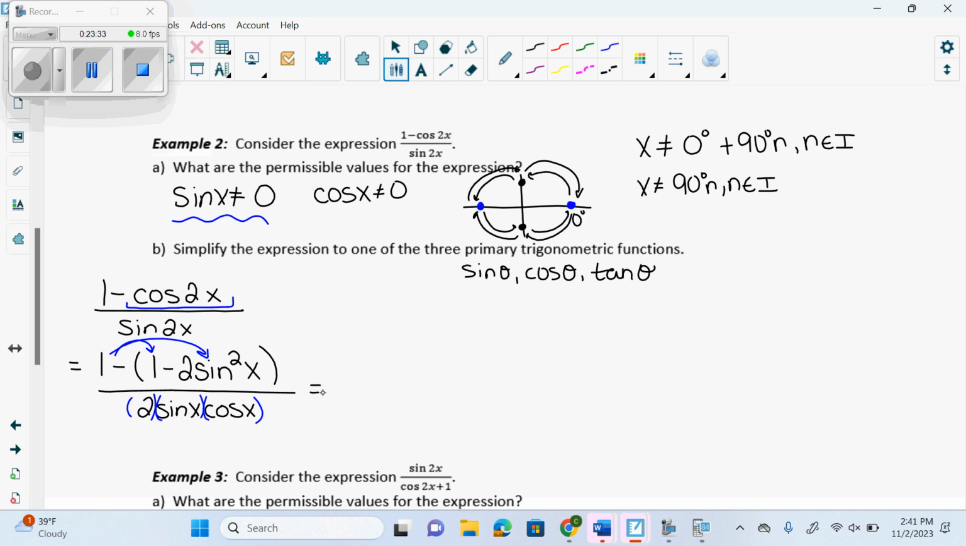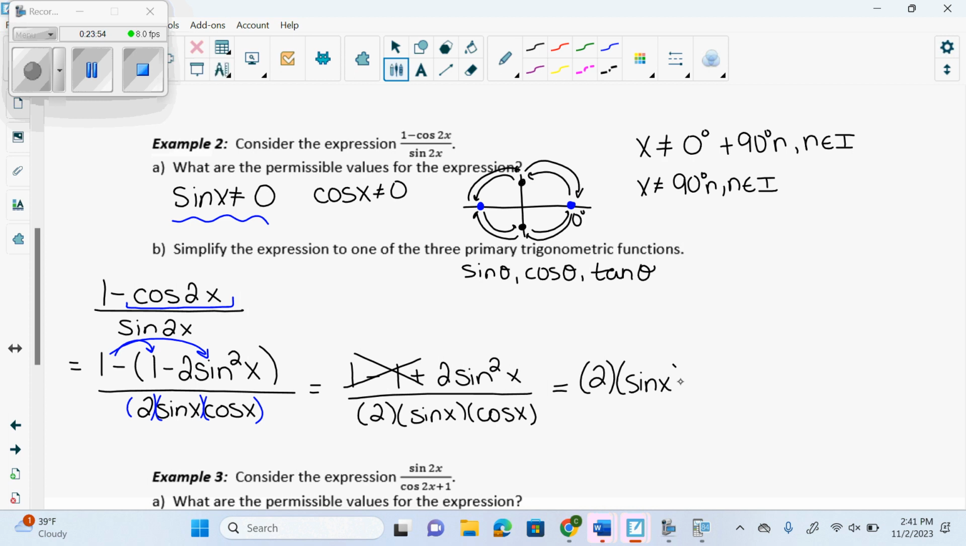So I'm going to get 1 minus 1 plus 2 sine squared x over 2 sine x cos x. Those cancel off. 2 sine squared x is the same as 2, and I could technically go sine x over 2 sine x cos x. Monomials, what's sine x over cos x? Tan x.